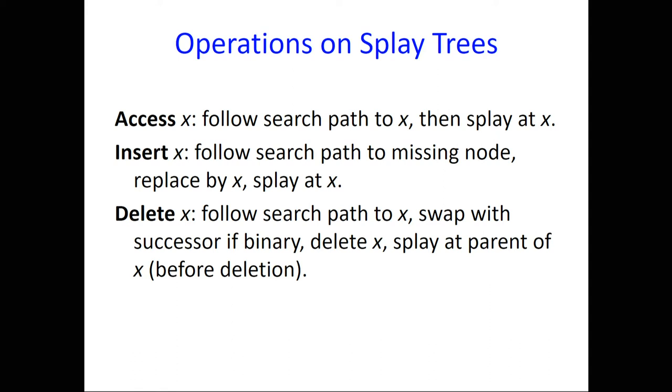To access an item, we search for it and we splay it, move it all the way to the root. To delete an item, we follow the search path. We want to remove the item and then we have to fill in the hole. There are various ways to do it, but one is to continue down to the bottom and to splay at the bottom node, in effect, and put the tree back together.